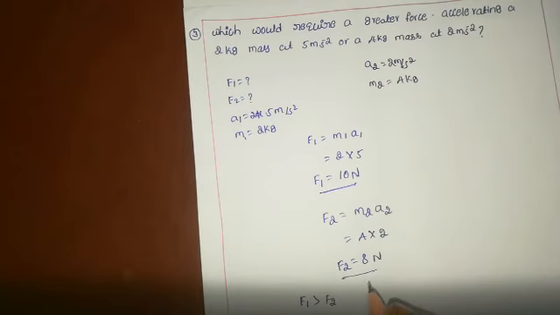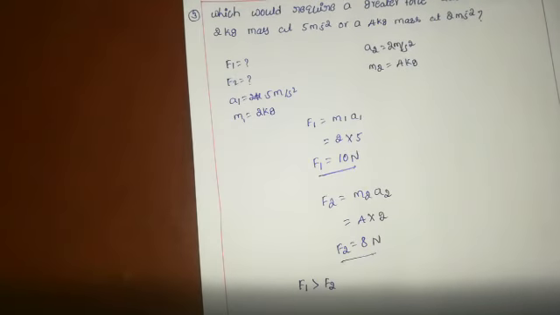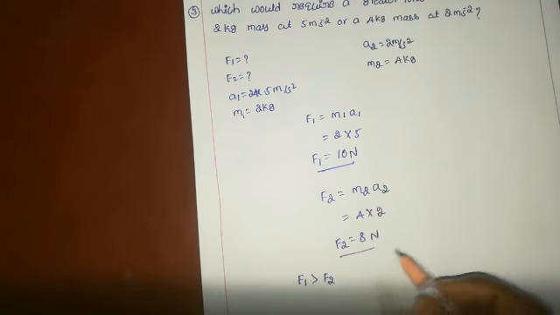Accelerating a 2 kg mass at acceleration 5 meter per second square requires a greater force. Here F1 is greater than F2. Thus we solve the problems by using the equation F is equal to ma.